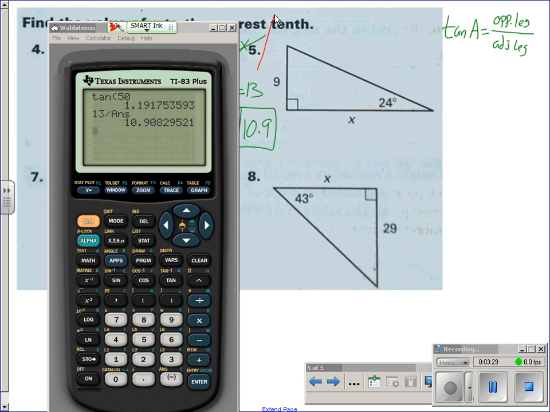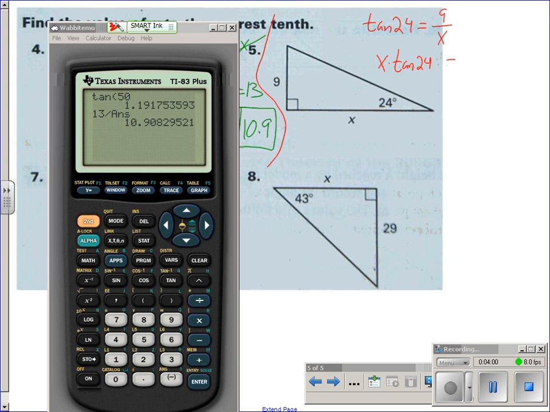Looking at this example here, the tangent of 24 degrees. We're always going to be dealing with the tangent of one of the acute angles in a right triangle. So, tangent of 24 degrees equals the ratio of the opposite side, 9, divided by the adjacent leg, which is x. So now we got really the same problem here. Multiply both sides by x. You get x times the tangent of 24 to equal 9. And then we're going to divide both sides by the tangent of 24. So it ends up being 9 divided by the tangent of 24.